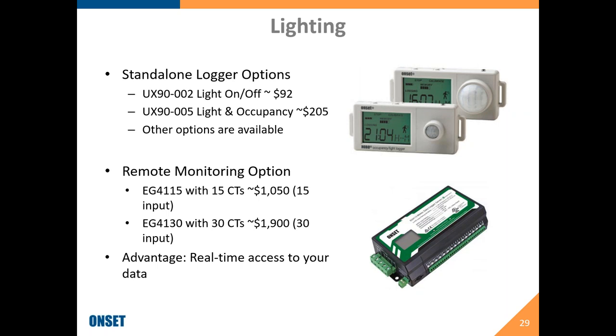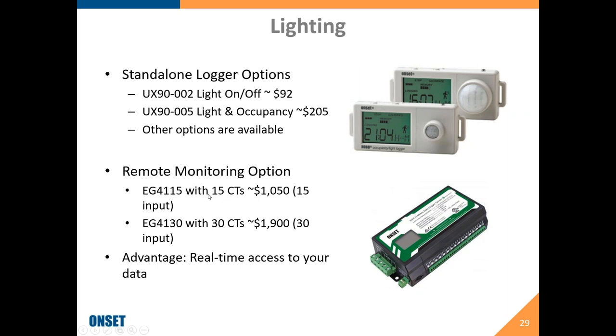The added value of having a light and occupancy sensor is that you can correlate the data for movement in the room with the actual light data in order to get better information about how that room is being utilized.